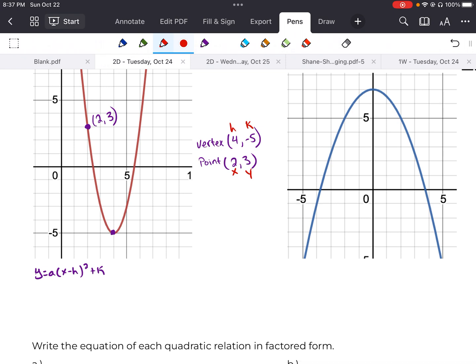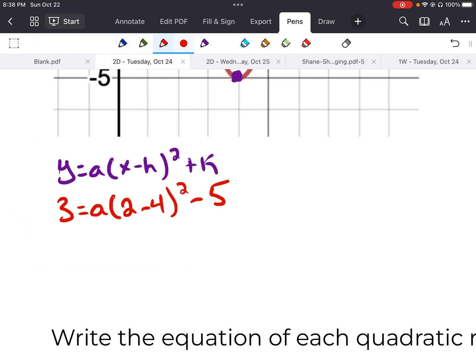So we can plug all those into our equation to find the a value and finish off the equation for this graph. So our y value is 3, don't know a, x is 2, h is 4, and k is -5. All right, so again, don't know a. 2 minus 4 is -2, and -2 squared is 4. Okay, so we have 3 equals 4a, because a times 4 is 4a, minus 5.